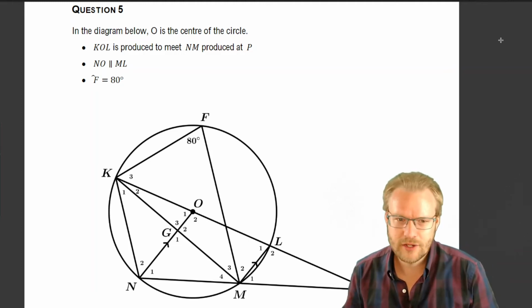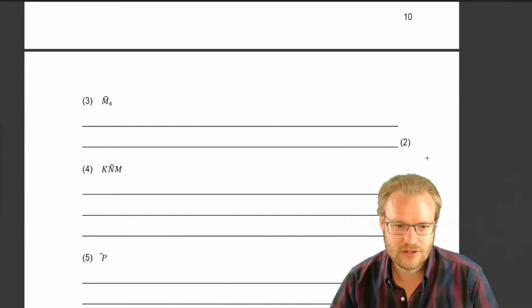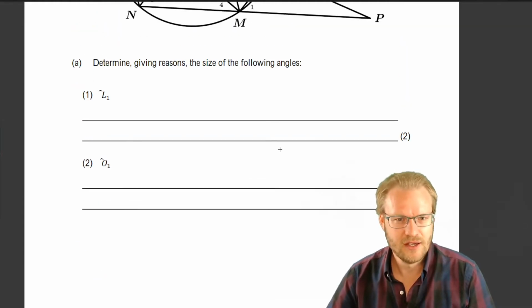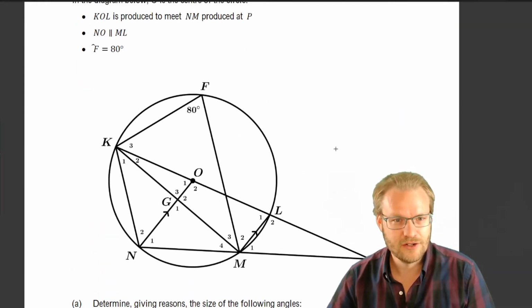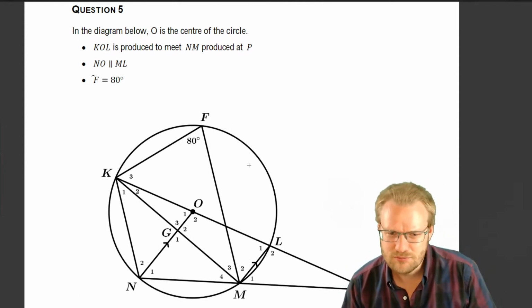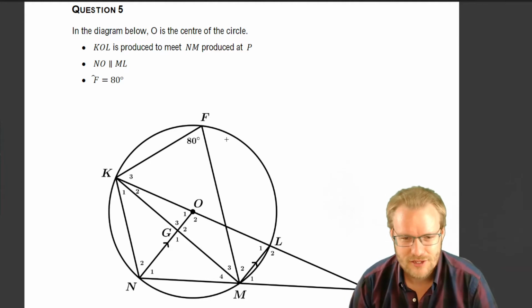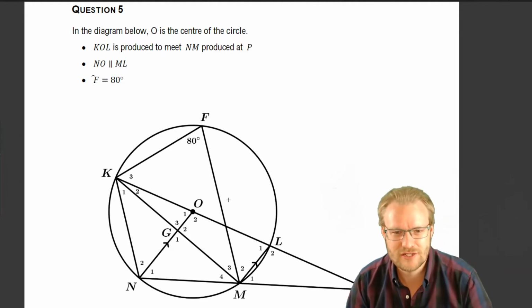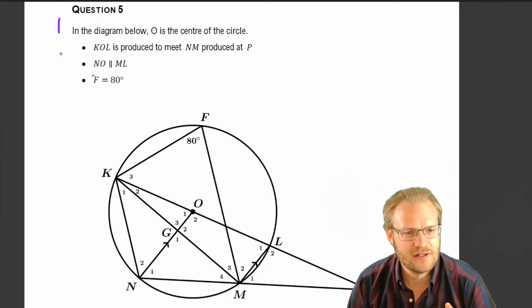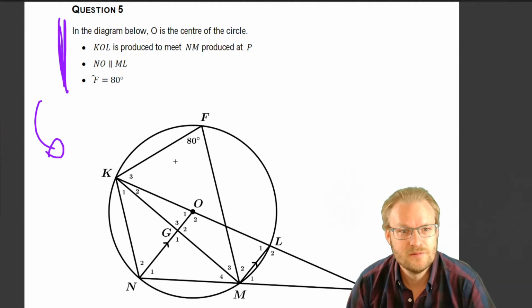Okay, question 5, and we're going to be asked a whole lot of questions and find out all sorts of values and then prove something. Again, in this question, we need to just get comfortable with what's happening in this diagram. It looks like so much is happening. So let's just check everything that's written up here is in the diagram.